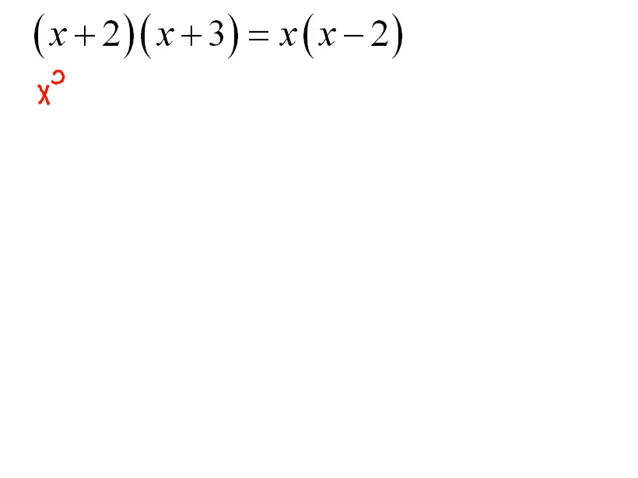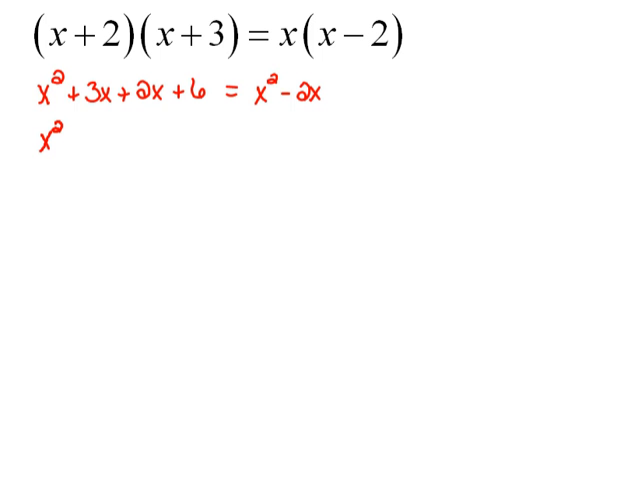So that's going to give us x times x is x squared, x times 3 would be plus 3x, and then 2 times x would be plus 2x, and 2 times 3 would be plus 6, equals. Let's go ahead and distribute this out also. x times x would be x squared, and x times negative 2 would be negative 2x. Now let's clean up what we have.